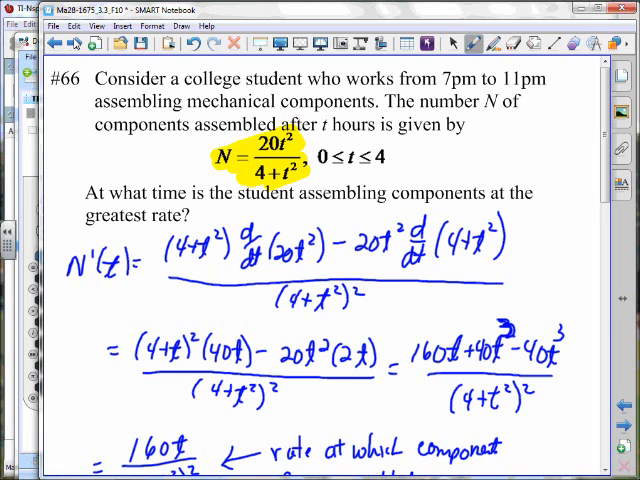They're assembling them the fastest that they will ever assemble in the whole. Now, how do we know it's a maximum? We didn't really test that, did we? That could be just an extrema. That could be maybe the slowest rate. We have to go in there and kind of check around a little bit, but we'll leave that problem for now.